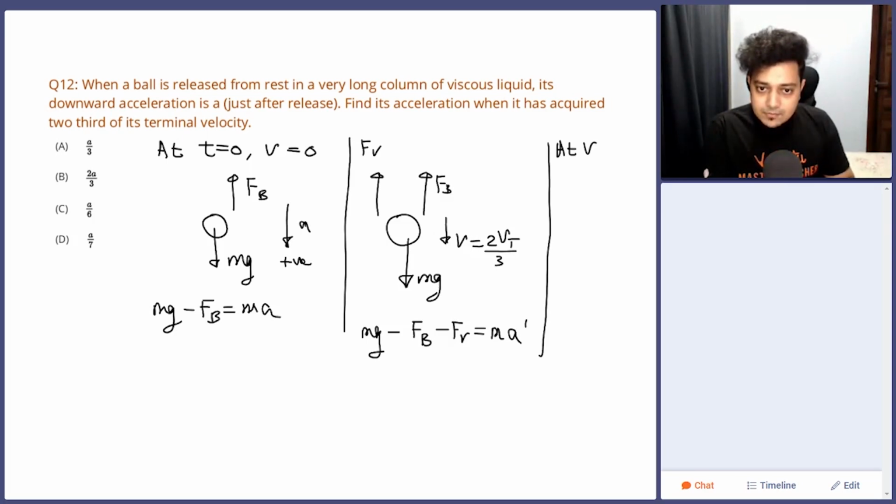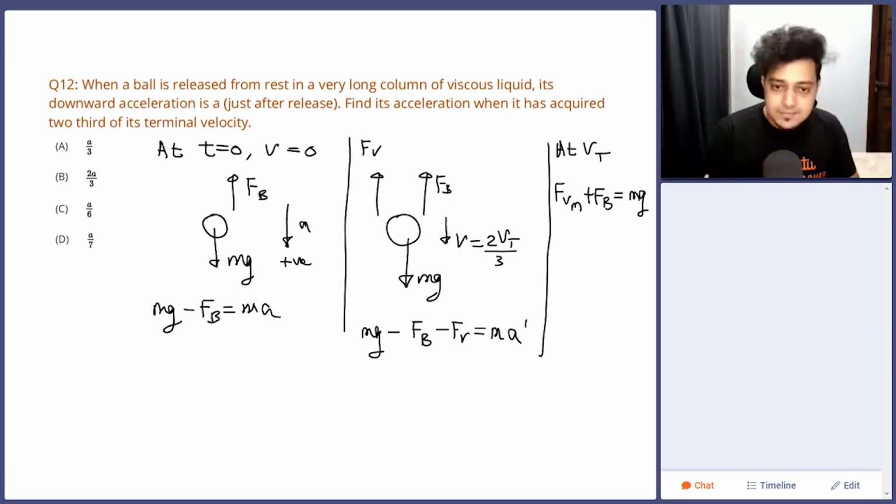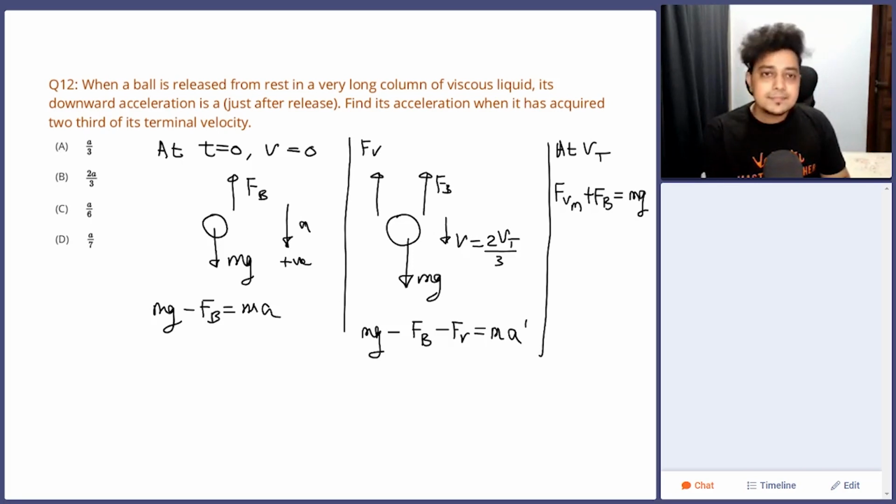At Vt, your viscous force will be maximum. Let's say that is Fv max. That is viscous force in the upward direction, buoyant force also in the upward direction, and weight in the downward direction. Here the forces are balanced. Clear?